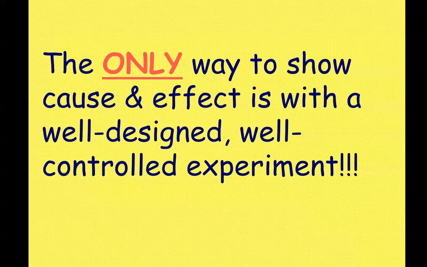Okay. Now, the only way to show that something is cause and effect, that something causes something else, is a well-designed, well-controlled experiment. If that doesn't happen, we can't say cause and effect have occurred.